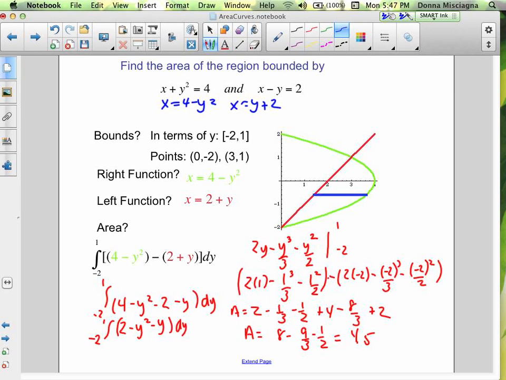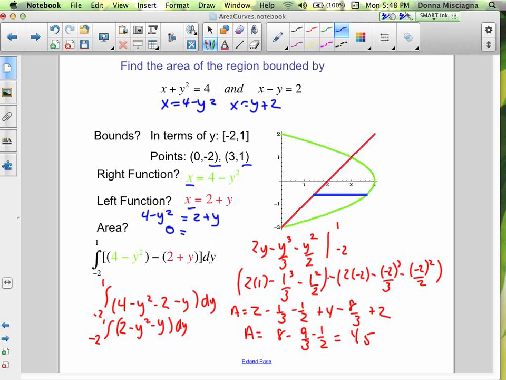All right, so now to find, we already were told our points of where they intersect, 0, -2, and 3, 1. So we don't have to really worry about that. And so we're using the y values, so that means -2 and 1. Right? And you could also just get that by setting each part equal to each other, right? Because they're both equal to x, so we're just substituting 4 minus y squared for one of the x's, right? And then 2 plus y, and then just move everything over.